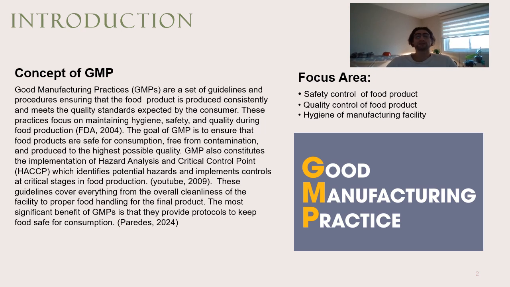Number 15, training. Facilities must conduct courses on personal hygiene and food hygiene for all employees. These courses should be regularly evaluated to ensure their effectiveness. Employees must be trained in good manufacturing practices to maintain a high standard of quality and safety.